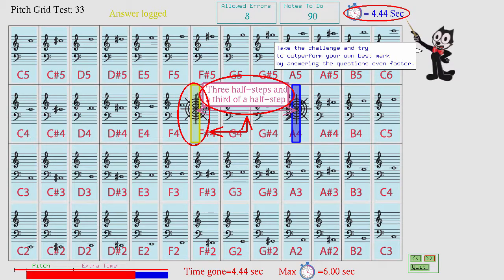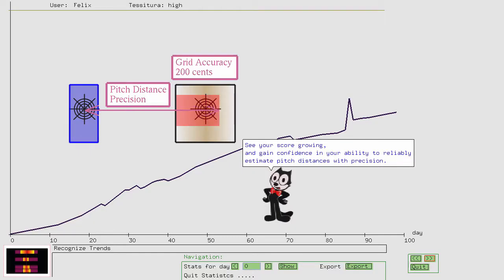Take the challenge and try to outperform your own best mark by answering the questions even faster. See your score growing, and gain confidence in your ability to reliably estimate pitch distances with precision.